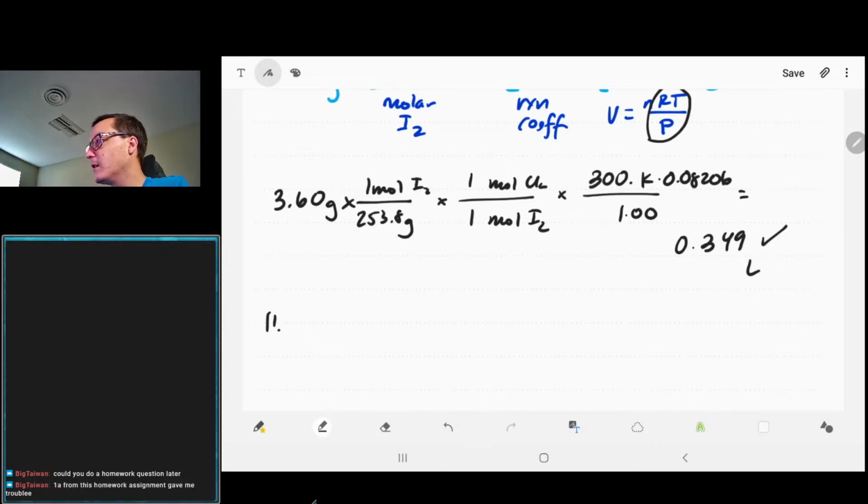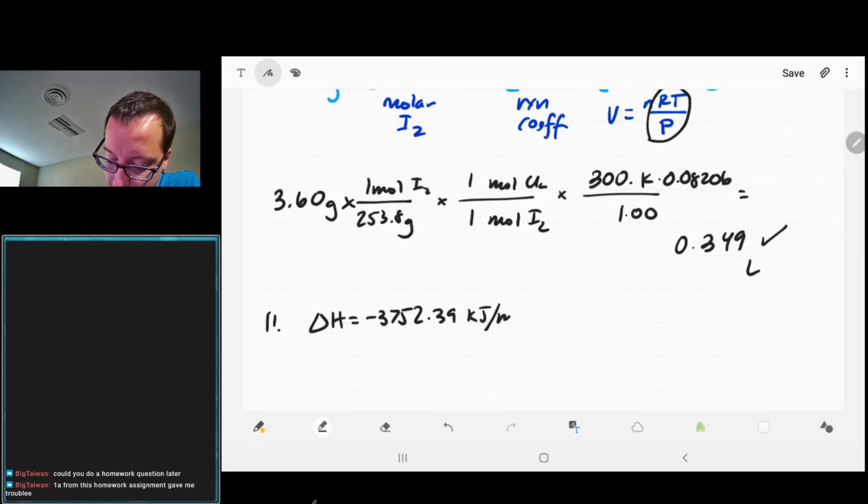Alright, change in enthalpy is negative 3752.39 kilojoules per mole. Grams of oxygen, and then we're given negative 2000 kilojoules. Okay, so with this, let me just check what the coefficients are supposed to be, because that will be important for us. So let me just check the key real quick.